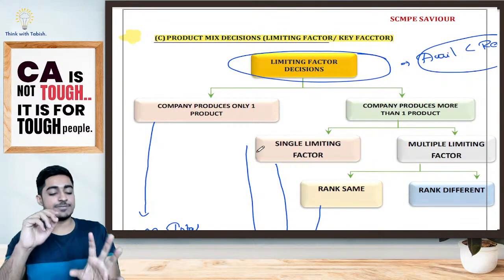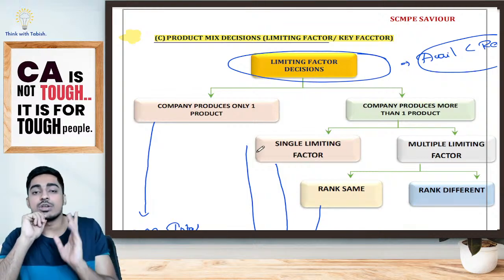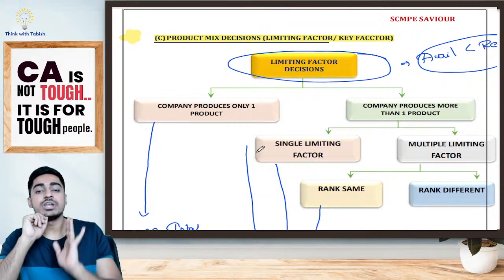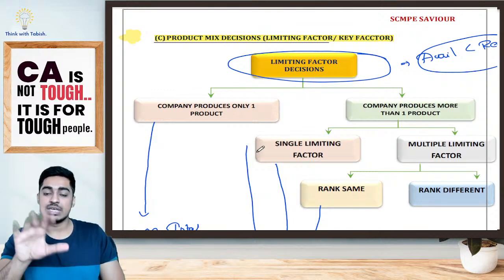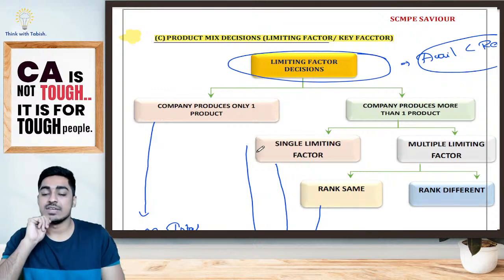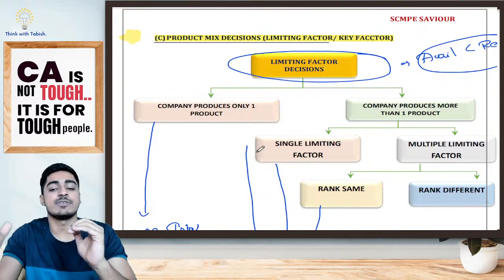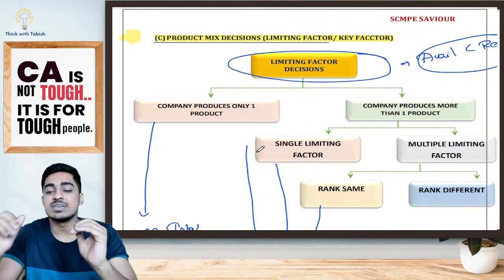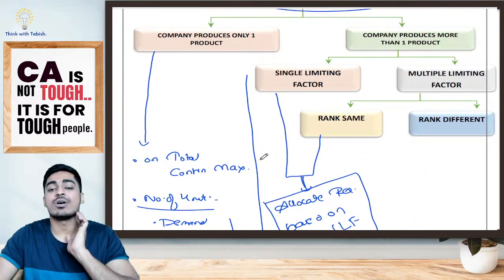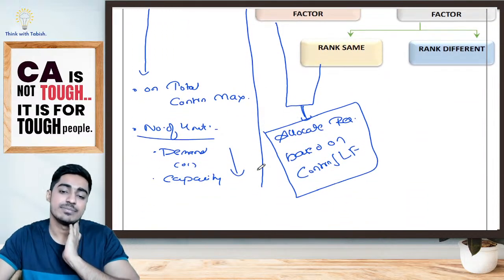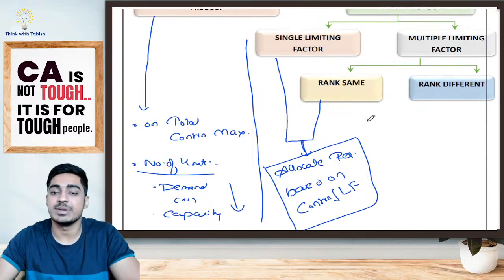Two possibilities. If company tells we will produce only one product, whichever product has the maximum total contribution, that will be produced. Contribution per unit into number of units. Number of units is as per demand or capacity, whichever is low. If company is producing more than one product, it will either have a single limiting factor or multiple limiting factors. Even in multiple limiting factors, rank as per all limiting factors is same or different. If we have a single limiting factor or rank as per all the limiting factors is same, then simple decision, we will allocate the resources based on contribution per limiting factor.